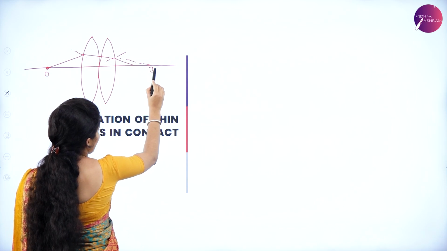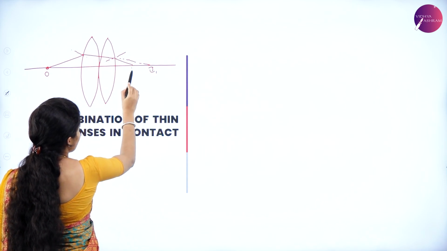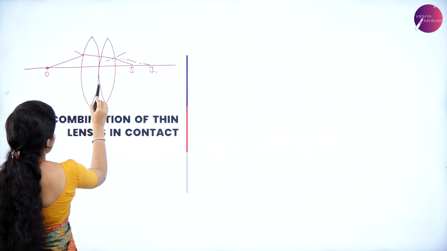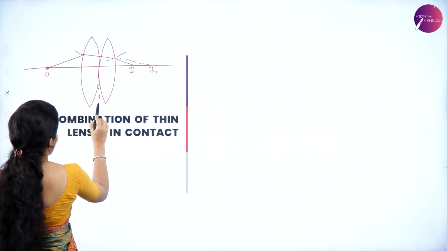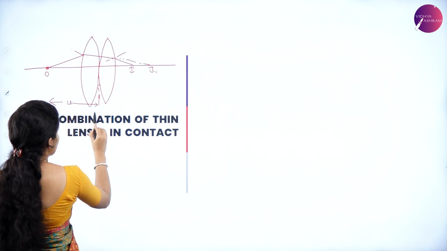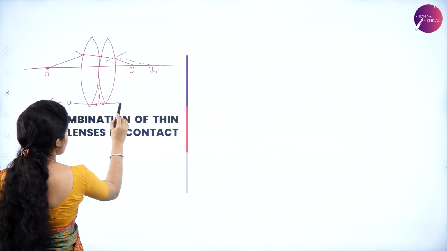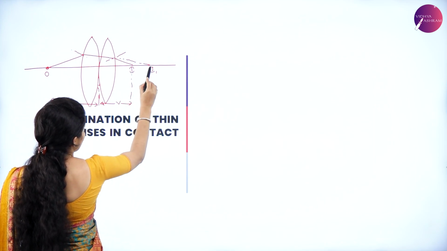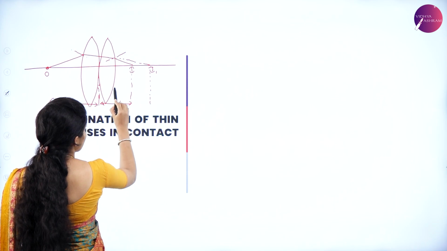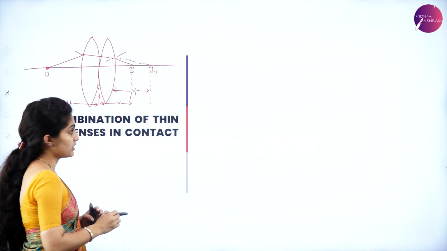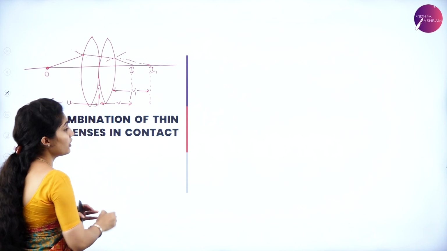Here there is an I1 which is formed, and the actual image is called I. This distance from the center of this combination is called the object distance, which comes up till here, and this distance is called the image distance, which comes up till here. The one which stays up till here is called V1, the virtual image distance.